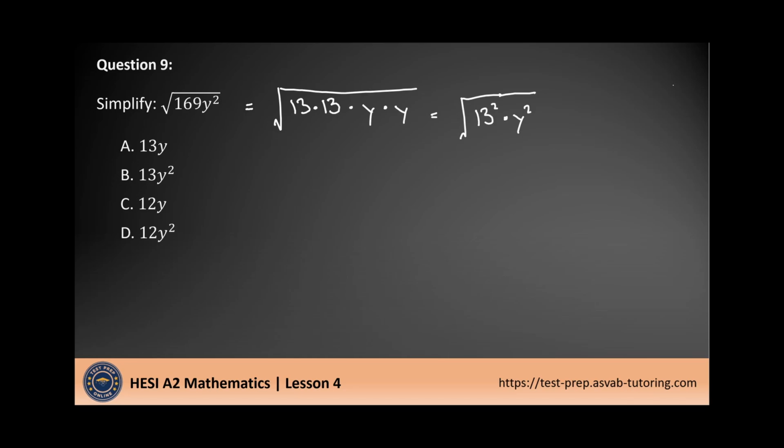And that means we can take out a 13. It's going to come outside. And we can take out a y squared. So that's also going to come outside. So we're left with 13y. And then nothing's inside the square root, so it just goes away. So final answer is 13y.